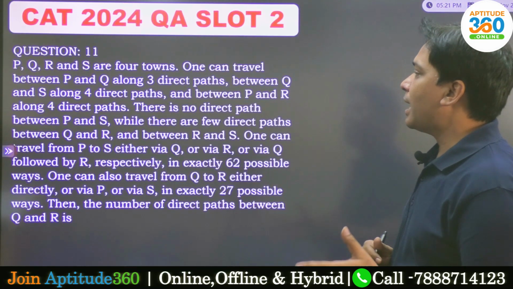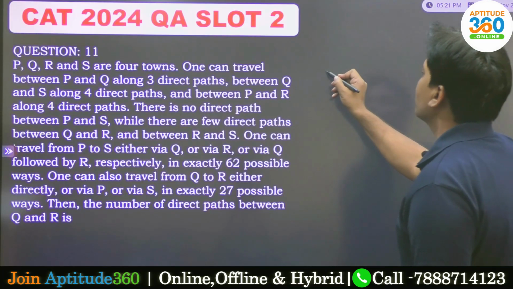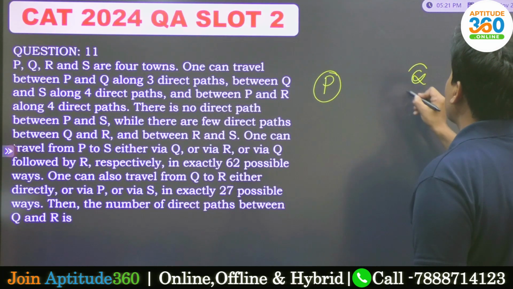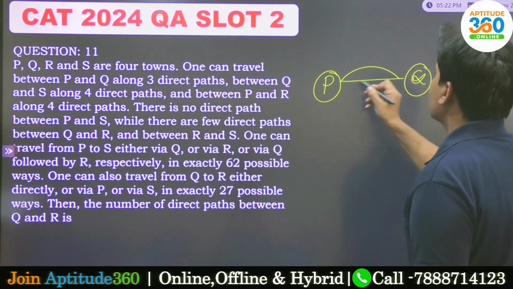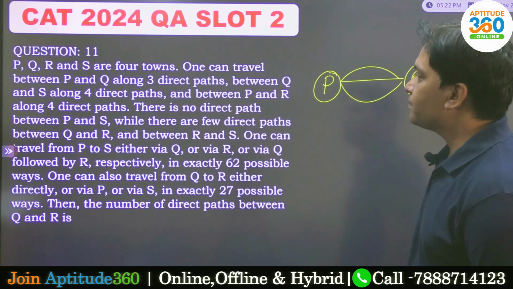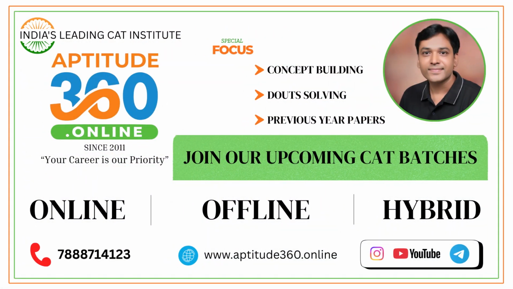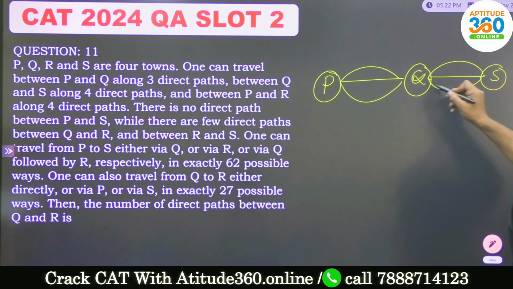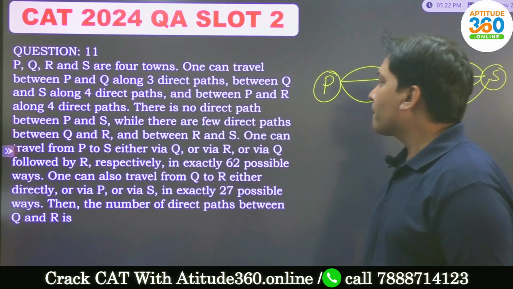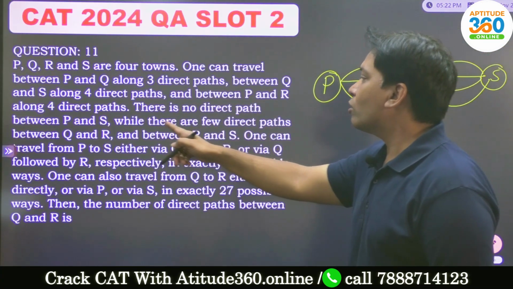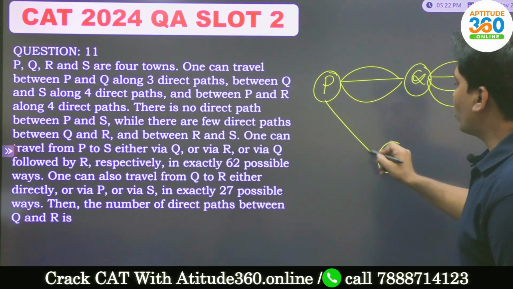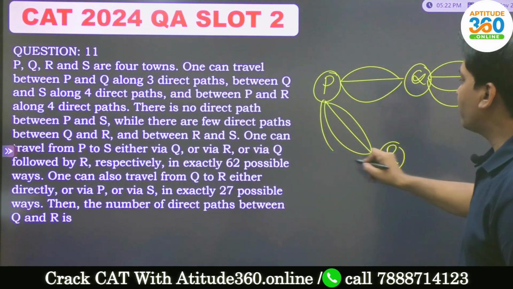One can travel between P and Q along 3 direct paths. So I will make P and then Q. How many paths are there? There are 3 direct paths from P and Q, right? Between Q and S there are 4 direct paths. And between P and R there are 4 direct paths: 1, 2, 3 and then 4. That is what it is, right?